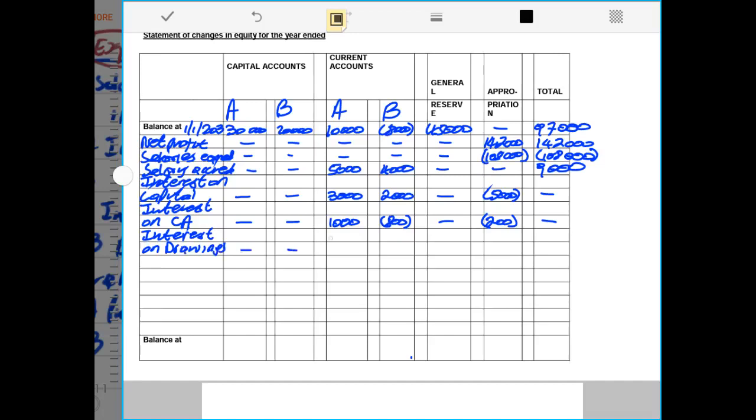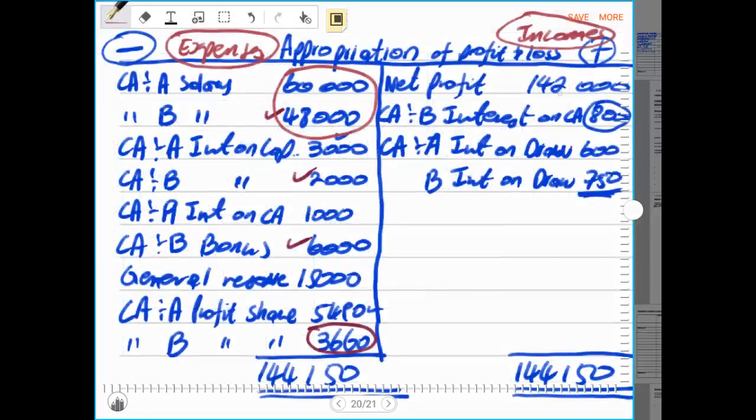And the interest on drawings will be negative in the current account for partners. Remember, we recorded this on the debit side of the current account for each partner, and the interest on drawings was 600 and 750. Remember, this is income to the partnership. 1350 is the total. Because the partners are paying the interest and the partnership is receiving the interest, that will be recorded as a positive amount in the appropriation column. Hence it was recorded as income in the appropriation account.